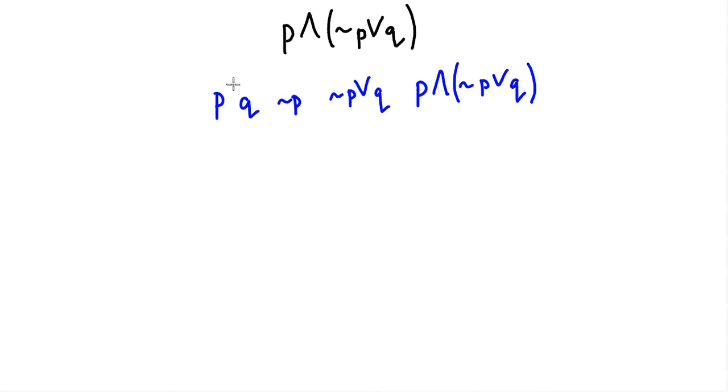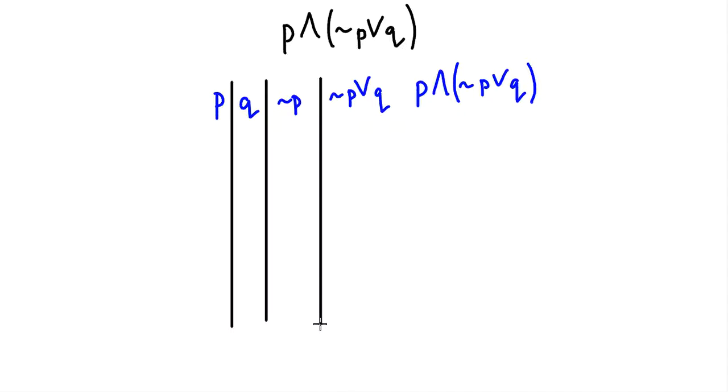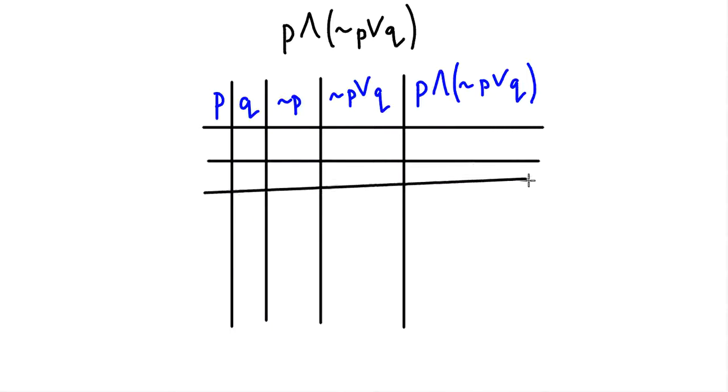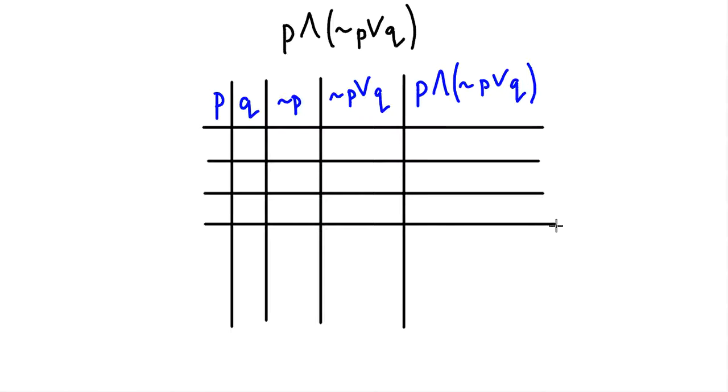So now I have my different columns here, a little bit crooked. And I can figure out what the truth value is going to be for all of these based off of this table. So remember, we start now with P and Q, and we consider these as different combinations.